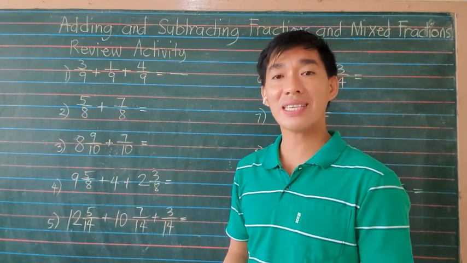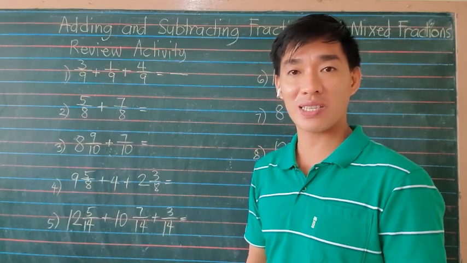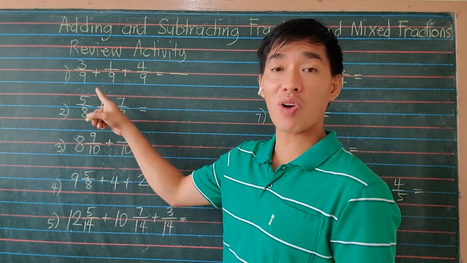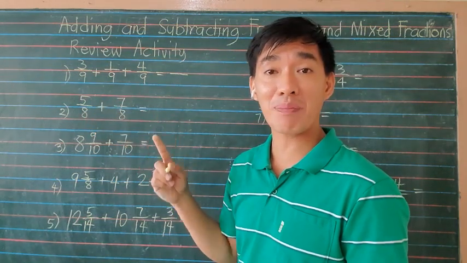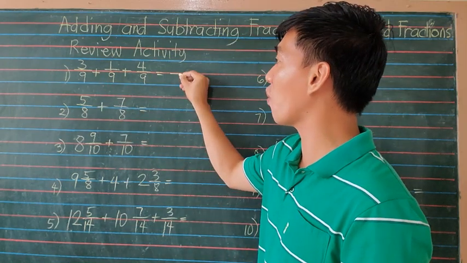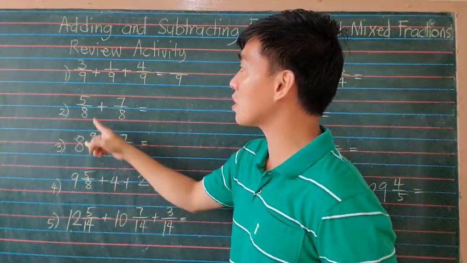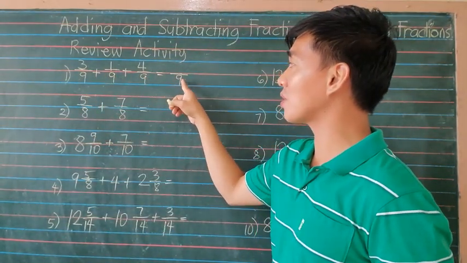And it is just easy to add or to subtract similar fractions. All you have to do is to copy their common denominators. When we say common, pare-pareho po silang denominators. Denominator here, 9, 9, 9. Therefore, you copy 9 as denominator for our sum. Of course, you copy the common denominator, which is 9.